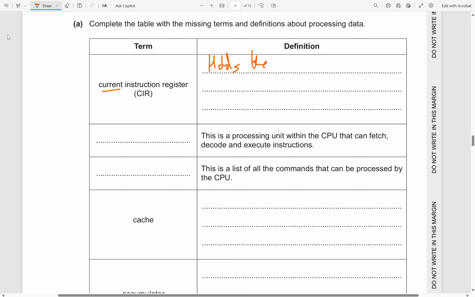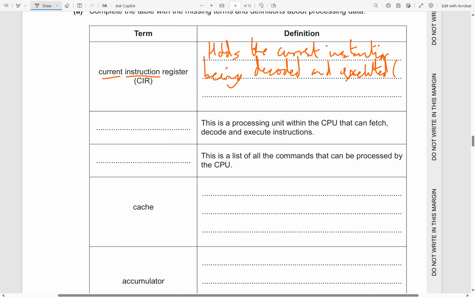Again, saying current instruction, we're kind of just repeating this, but I'm not really sure how else to word that. Holds the current instruction being decoded and executed. You could also mention after it's been fetched from memory: first it's loaded into the MDR, and then from the MDR it's copied into the CIR. But I'm not going to write that.